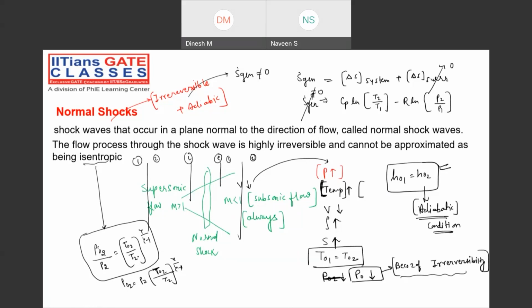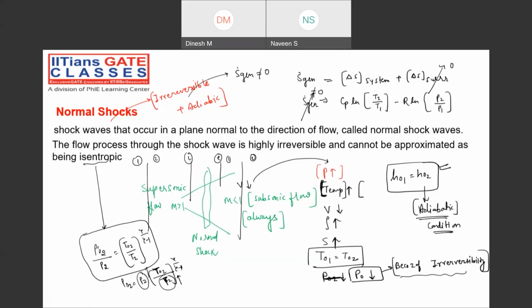All of you understanding? So here, what is happening? The T has been increased drastically. T2 has been increased drastically. In fact, the T2 effect is more than the P2 effect.